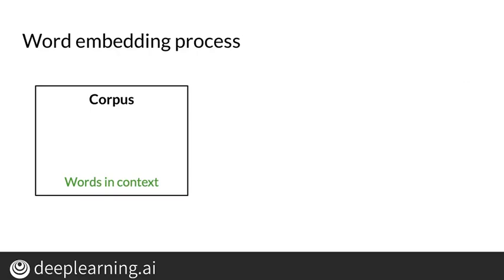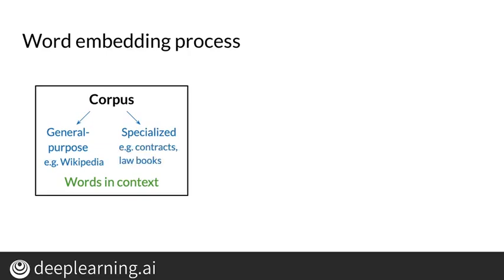The corpus could be a general purpose set of documents such as Wikipedia articles, or it could be more specialized, such as an industry or enterprise-specific corpus, to capture the nuances of the context. For NLP use cases on legal topics, you could use contracts and law books as the corpus.